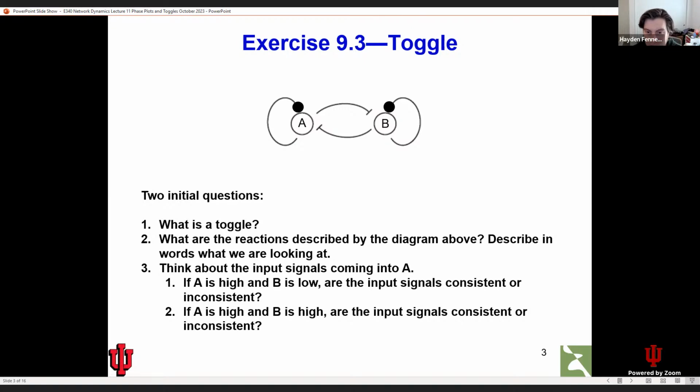What are the reactions described by the diagram above? And then we have a couple of questions about thinking about input signals coming into A. So just take, let's see, maybe 2 minutes. We have 2 minutes on the clock here. And then we'll have people just share briefly before we get started on the actual exercise.